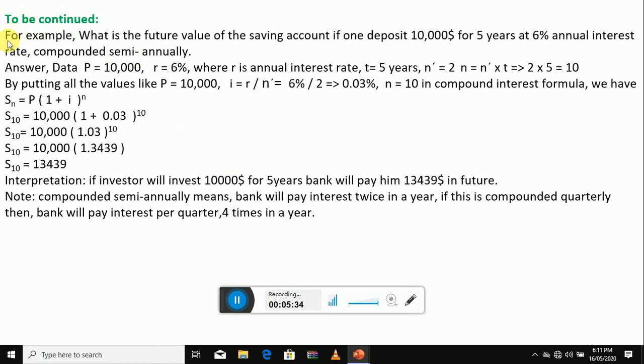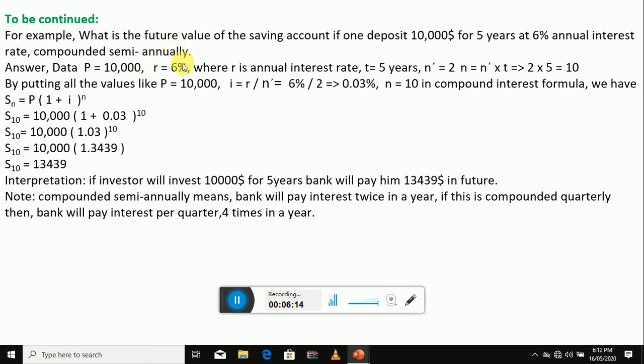I am putting another example. For example, what is the future value of the saving account if the investor deposits $10,000 for 5 years at 6% annual interest rate compounded semi-annually? Simply this means the mathematical problem is this, that the investor is investing $10,000 for 5 years at 6% annual interest rate compounded semi-annually. The information we will collect: principal investment P, that is $10,000, annual interest rate is 6%.